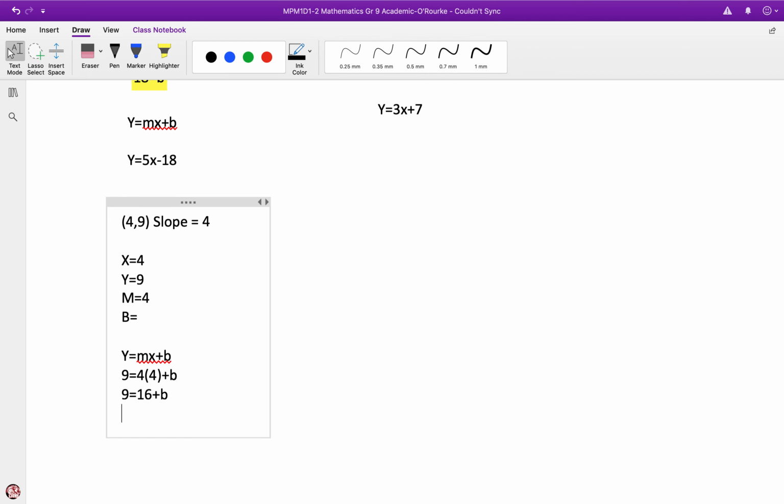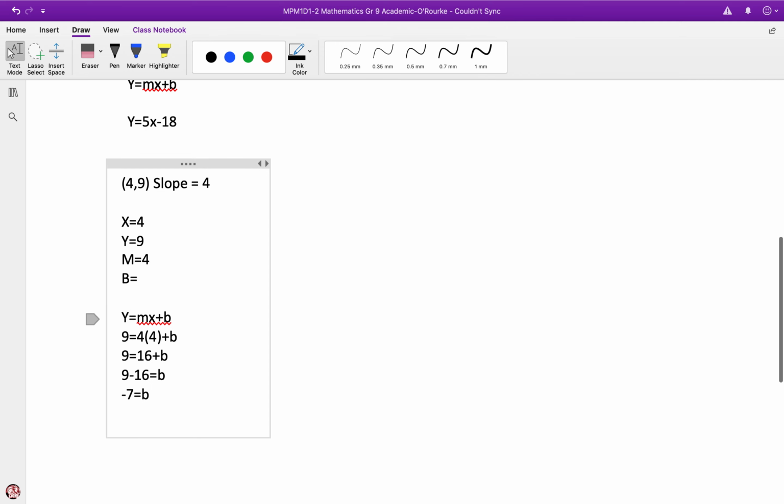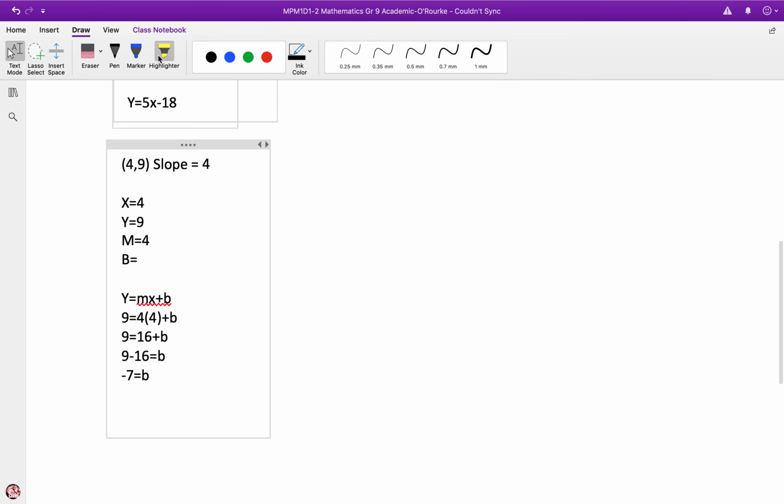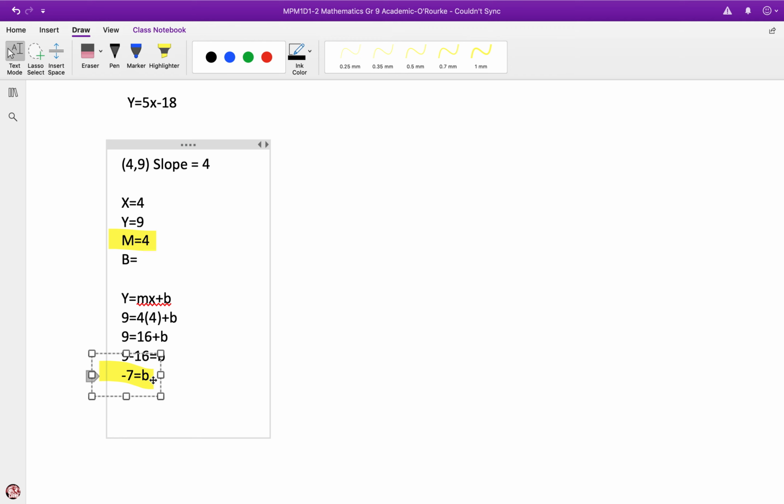So then we're moving this over, so it's going to be 9 minus 16 equals b. So that's going to equal negative 7 equals b. Now once again, here we go. We have our m value, we have our b value. Therefore, we can plug everything in.